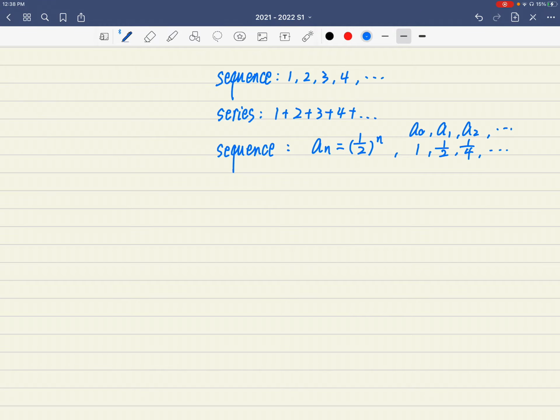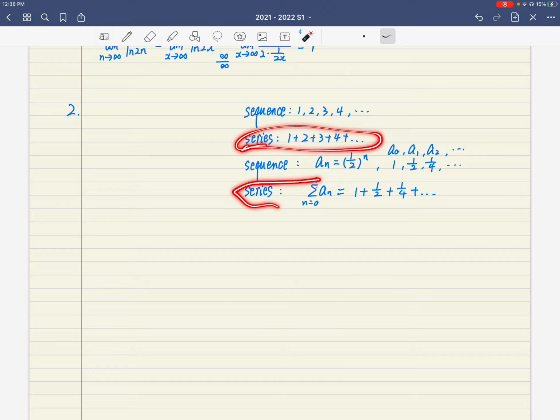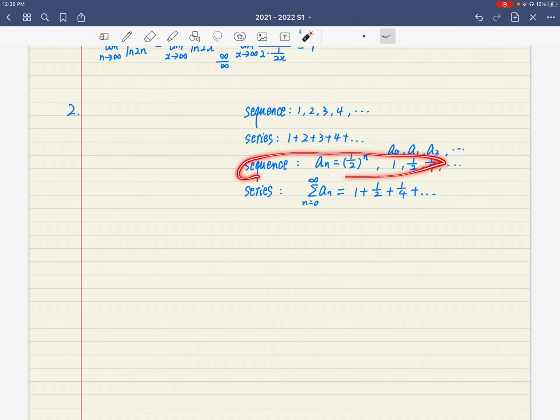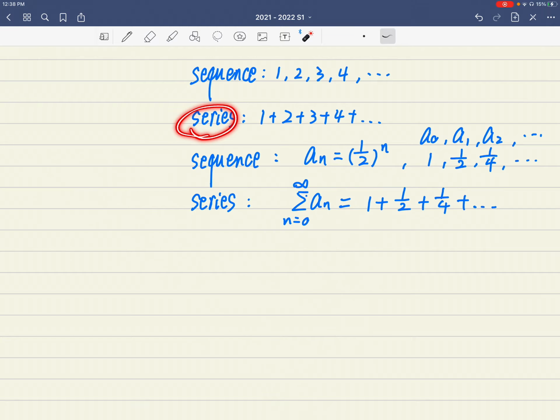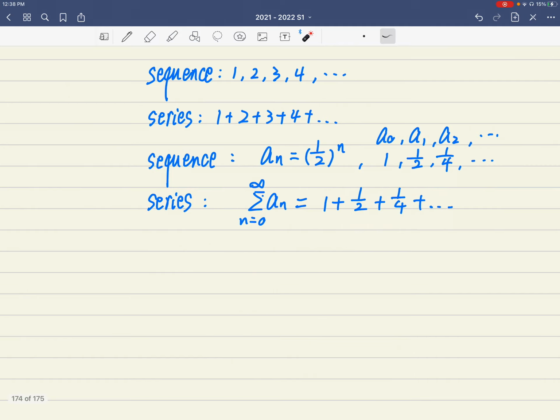What about the series? It's an infinite sum of a_n when n is from 0 to infinity. So it is 1 plus 1/2 plus 1/4, etc. When we talk about a series being convergent or divergent, it's different from a sequence being convergent or divergent. A series is convergent if this infinite sum is equal to a real number. Here I can tell you the result is 2. Later we will see why.